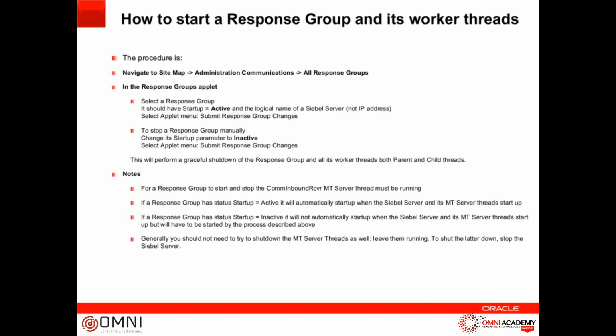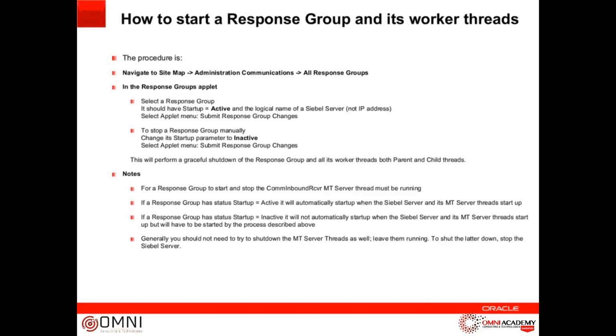Now let's see how to start our response group and its worker thread. We have to navigate to the Administration Communication screen, response group. In the response group applet, we have to select the response group, ensure that it has a startup value of active and the logical name of the Siebel server, not the IP address, and then from the applet level menu, select Submit Response Group Changes.